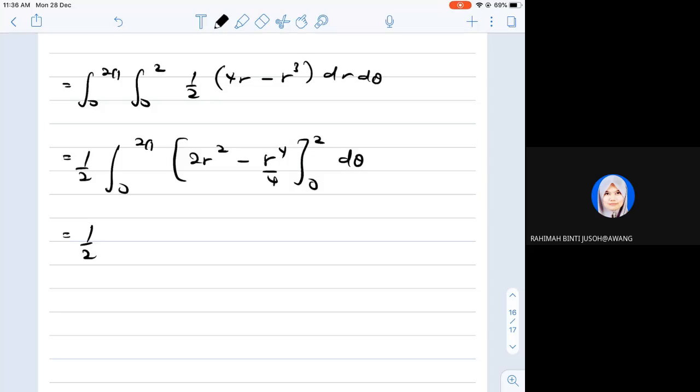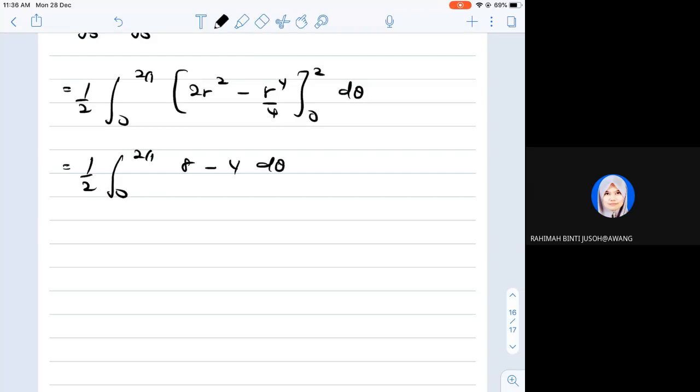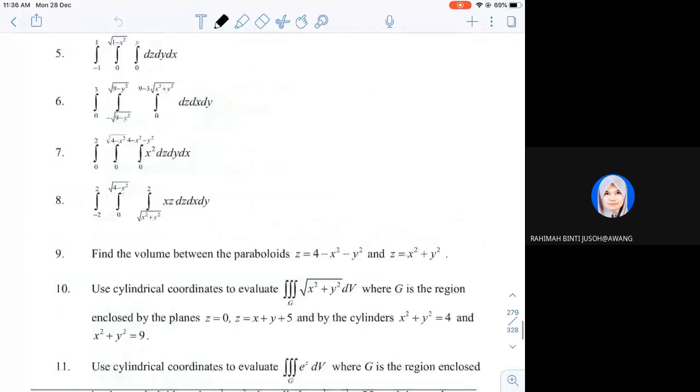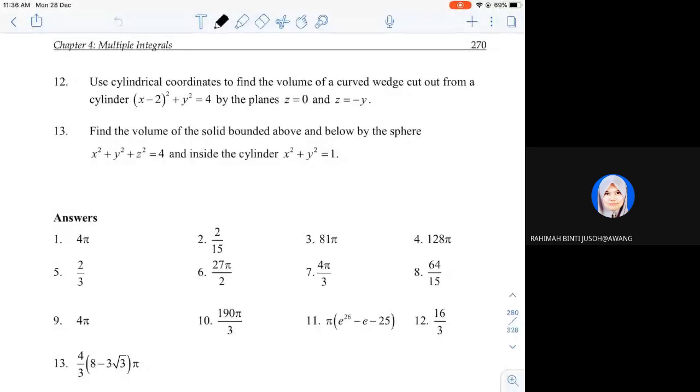So we will have 1 over 2, 2 kuasa 2, 8 minus 2 kuasa 4 over 4, d theta kan. 2 kuasa 4, 16 bagi 4, 4 lah. So 4 darab setengah jadi 2. 0 until 2 pi, d theta. So we will have to substitute theta. 0 until 2 pi, we have 4 pi. 4 pi ke jawapan ni? We have 4 pi. Oh yes, 4 pi. Okay. All right.